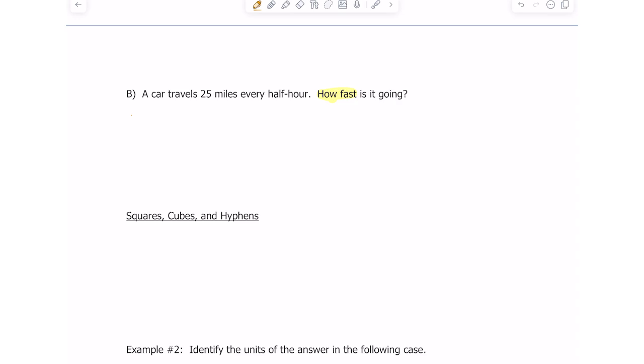So what I know here is that the car is traveling 25 miles every half hour, right? So every 1/2 hour. So I'm going to divide that by 1/2 hour. And when we divide, it's the same thing as multiplying by the reciprocal. So I'm going to multiply by 2 over 1 hour. And 25 times 2 gives me 50 miles on the top per hour.